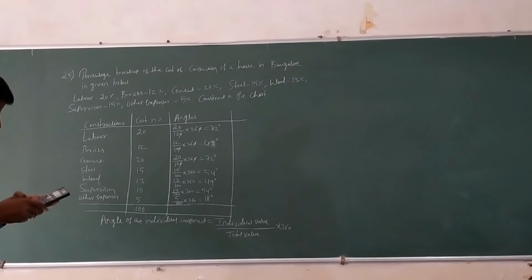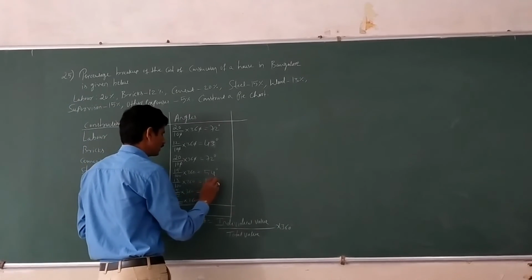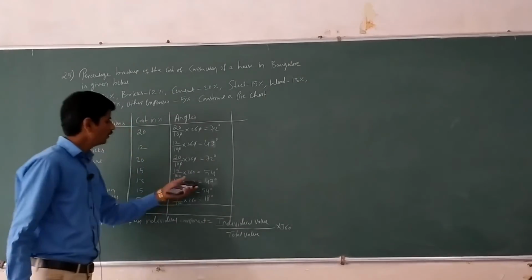Correction. 20 divided by 100 into 360, then you get 72. 12 divided by 100 into 360, then we get 43.2, means 43. 15 divided by 100 into 360, then we get 54. 13 divided by 100 into 360, then we get 46.8. 46.8 is 47, not 49. 46.8 means 47 degree. Okay, here the sum is 360.